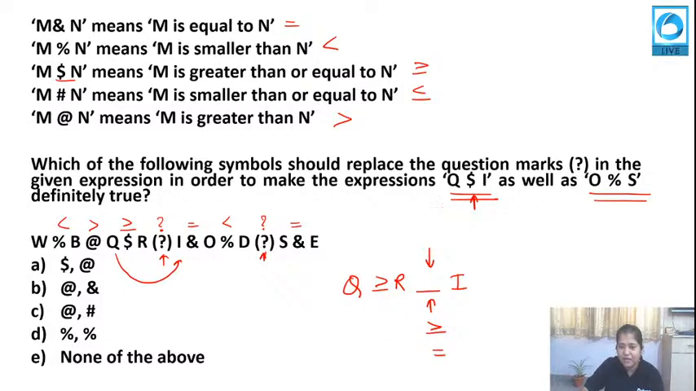Agar aapne yahan par greater than laga diya, then you will have a relationship of greater than, because greater than gets a higher priority over your greater than equal to and your equal to. So these are the two relationships that you can fill in here, right?